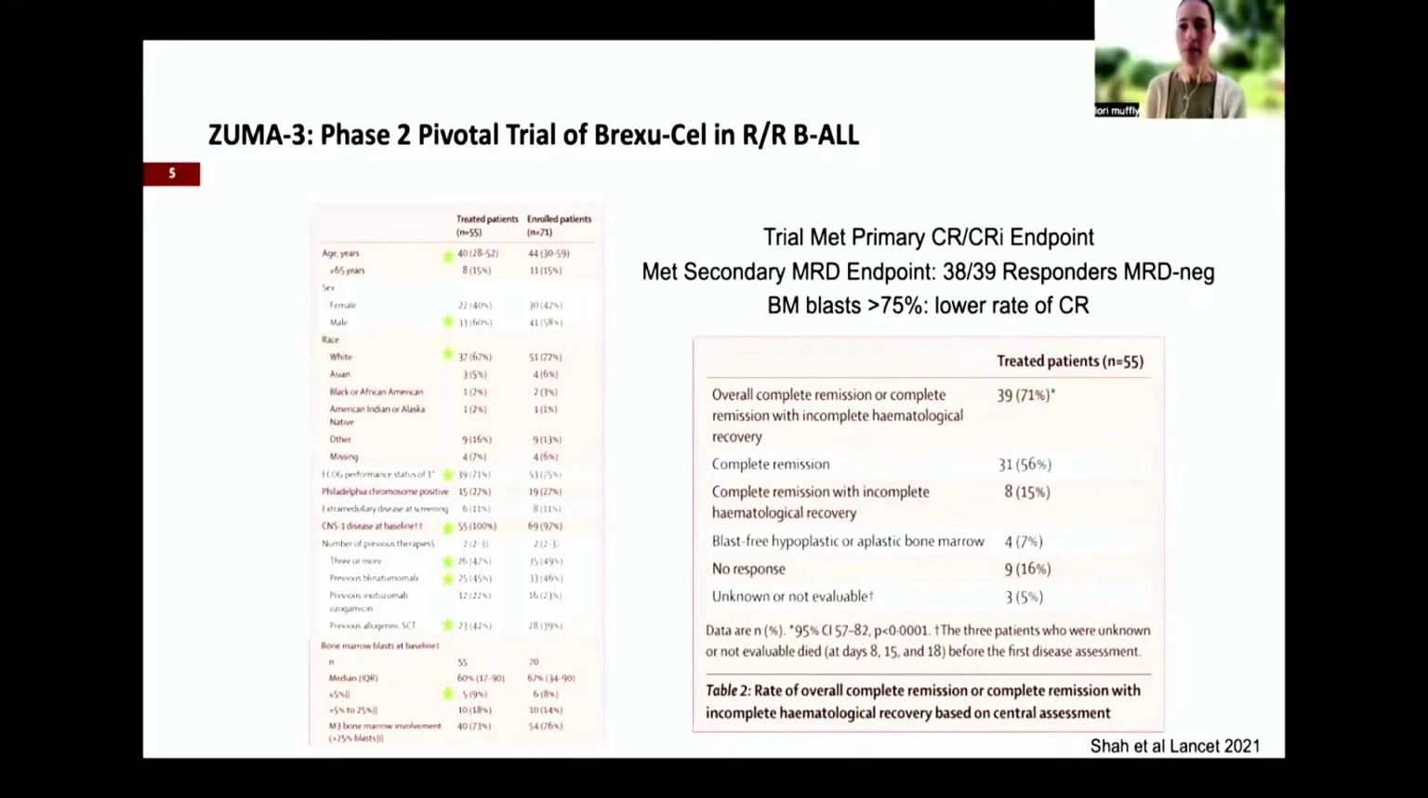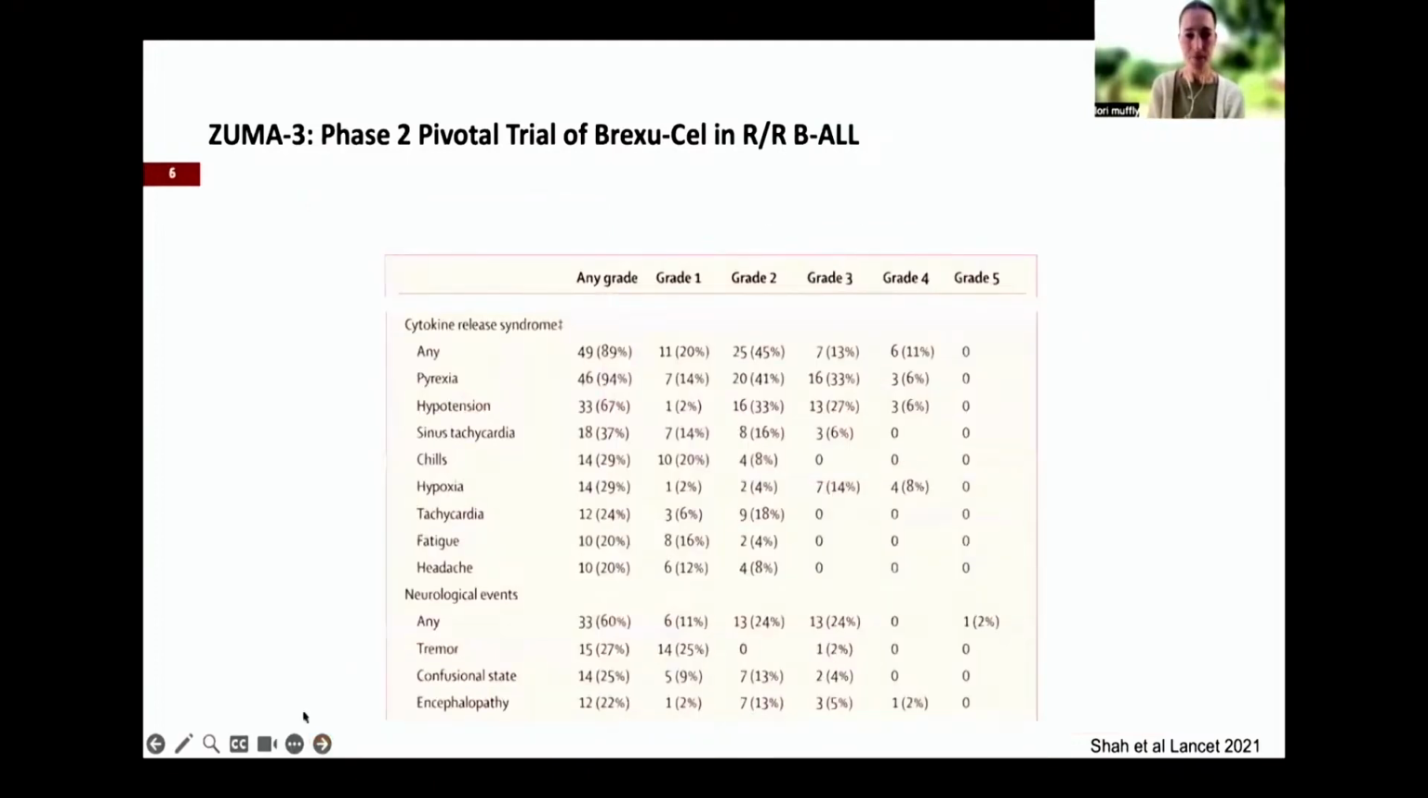And we've seen this in most CAR T-cell studies for ALL, where very high blast burden in the bone marrow associates with inferior response. What about the toxicities? So this is important because this CAR T-cell is a CD28 co-stimulatory domain. And as you can see, the rates of CRS were 89%. That's any grade. And that's actually very common in CAR T cells to see fever.